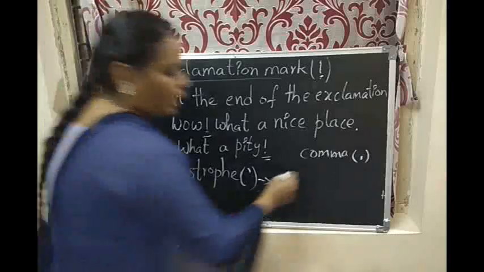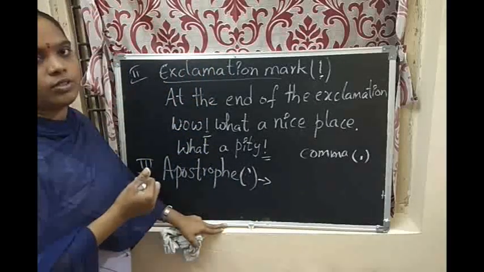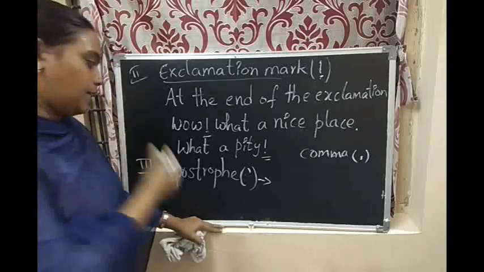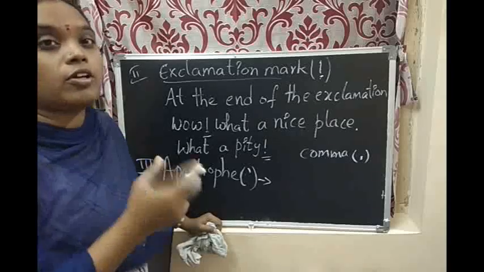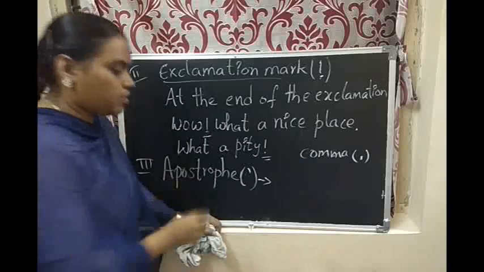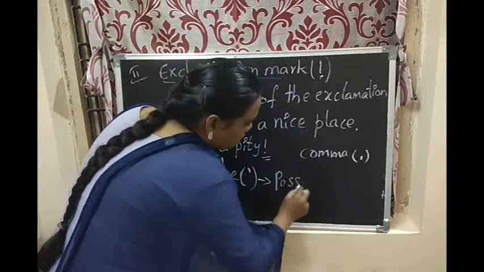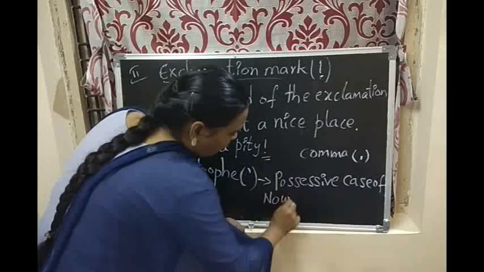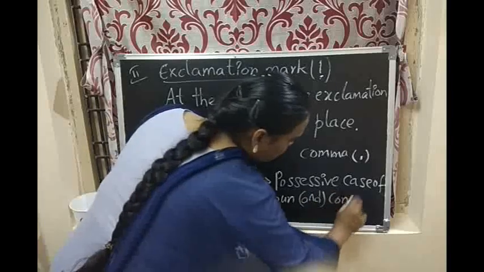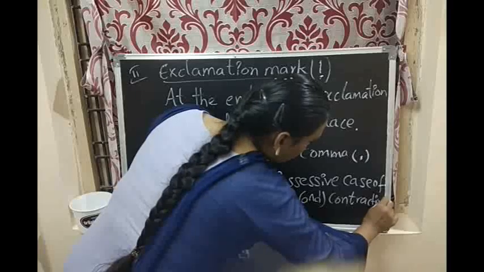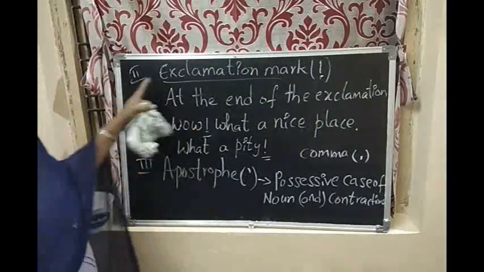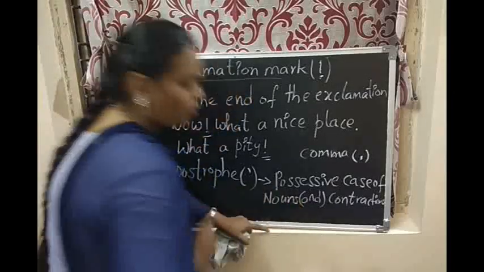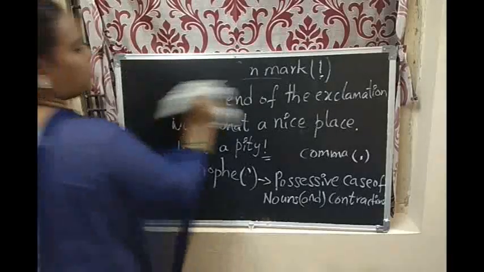here giving a pause. Apostrophe means possessive, that is, the possessive case of nouns and contractions. We use an apostrophe for saying about belongings and contractions. What is meant by contraction? Contraction means short form. I will give examples, then you can understand.